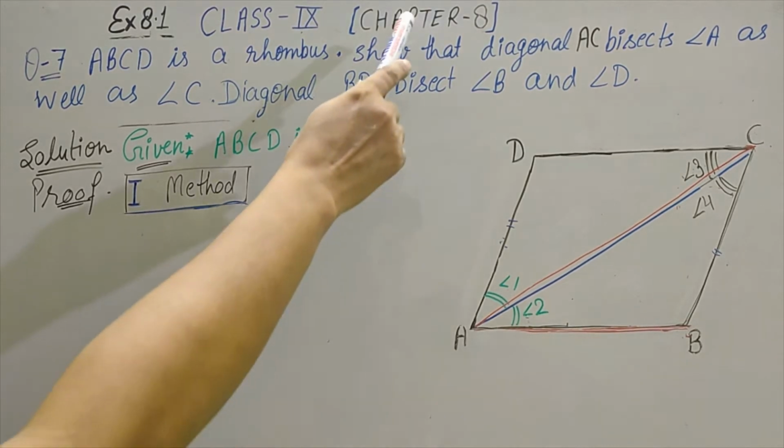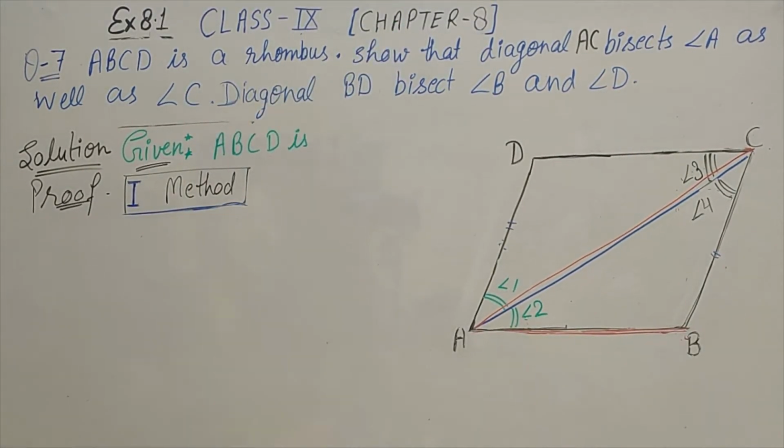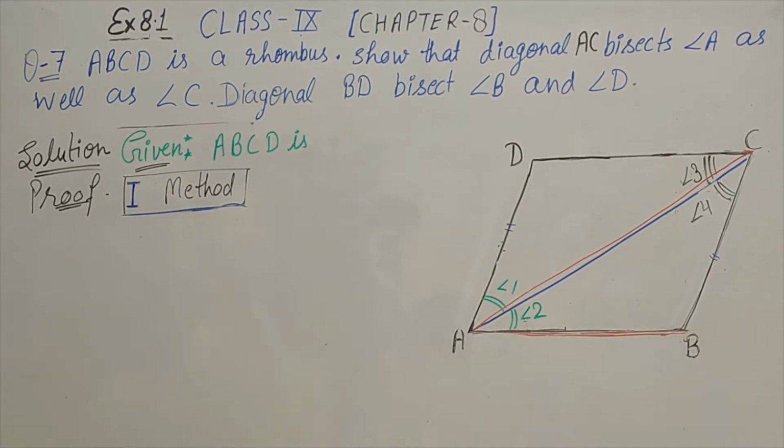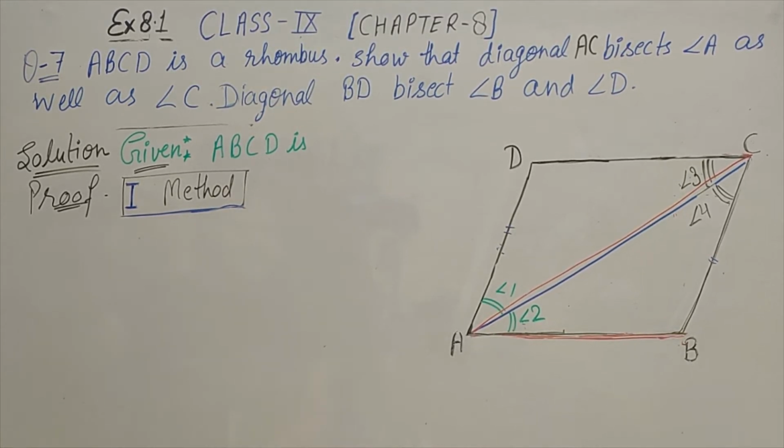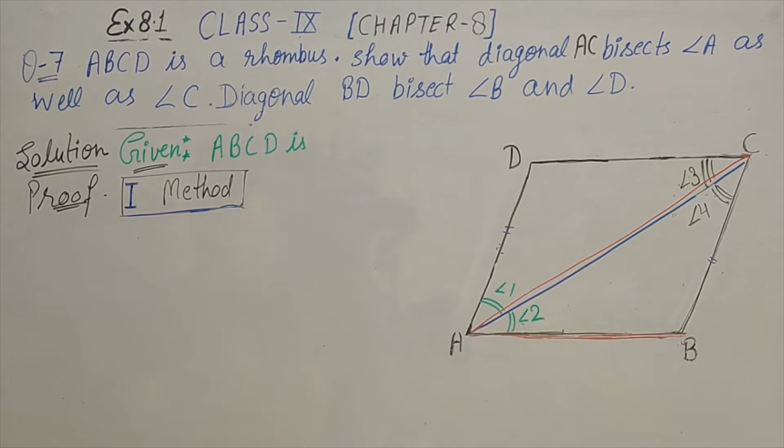Let us continue our chapter 8 of class 9th. In previous videos, I have explained up to question number 6, and as I told earlier also, question number 7 is just converse of question number 6. In this question, ABCD is a rhombus. Rhombus means all four sides are equal. Diagonals bisect each other at 90 degree.